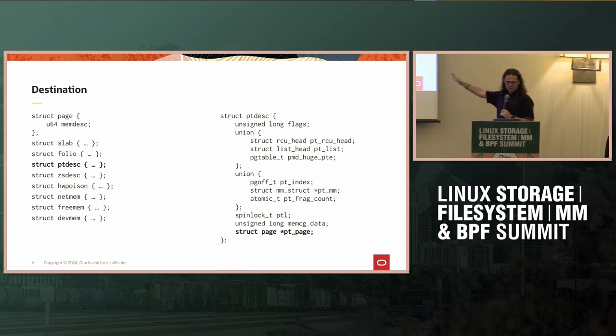So I've highlighted in bold the one thing that we're going to add to it, but PTDesk is actually going to be smaller than Folio, and it's not going to have things like a ref count or a map count, because you can't map these things into user space. I think it does still have a memcg, but perhaps we can get away from having it just be this unsigned long and actually give it a proper type and a proper pointer. TBD, I haven't looked into that in enough detail to state for sure that's what we're going to be doing with it.